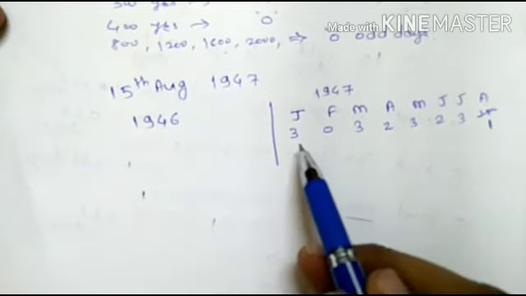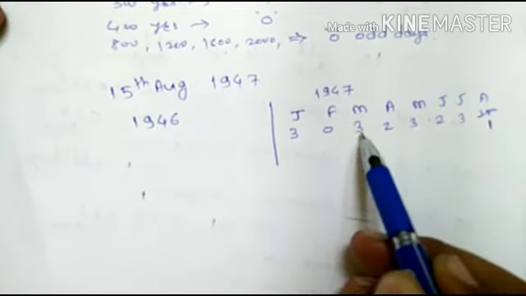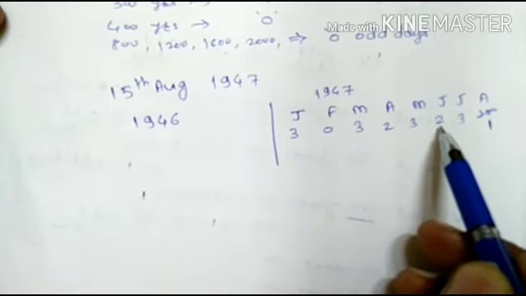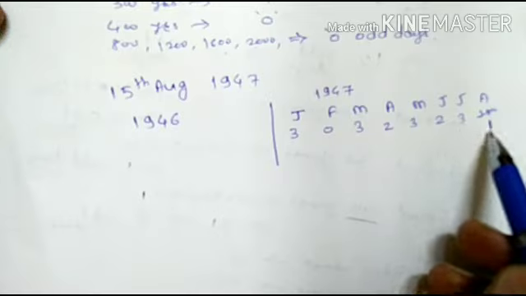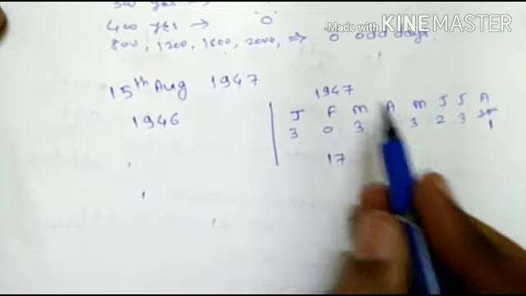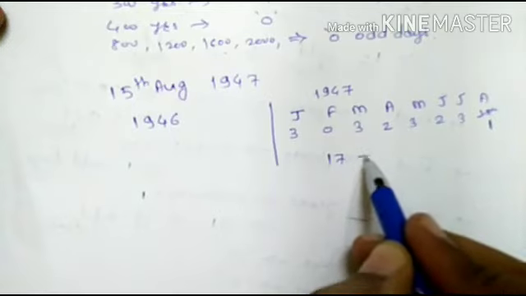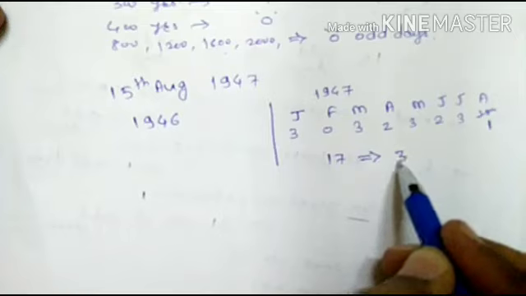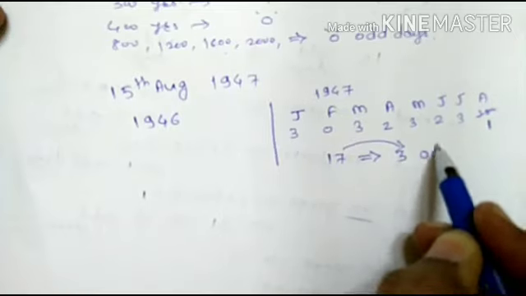So here the total number of odd days is 3 plus 3 is 6, plus 2 is 8, plus 3 is 11, plus 2 is 13, plus 3 is 16, plus 1 is 17. So the total number of odd days in 1947 up to 15th August is 17. 17, after dividing by 7, leaves remainder 3. So 17 is converted into 3 odd days.